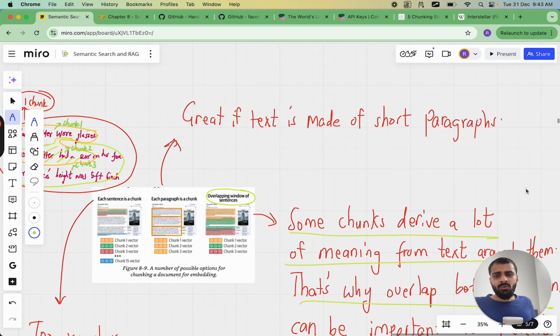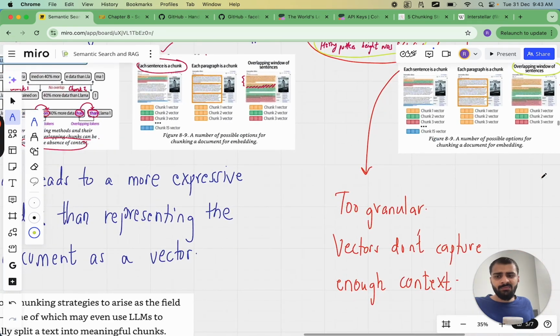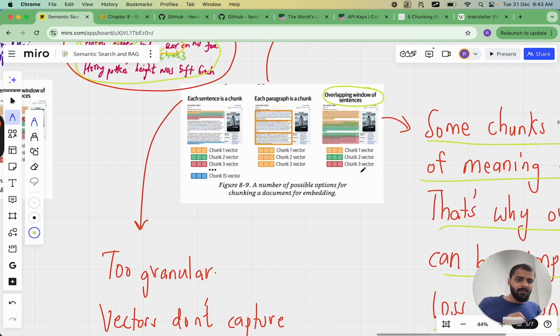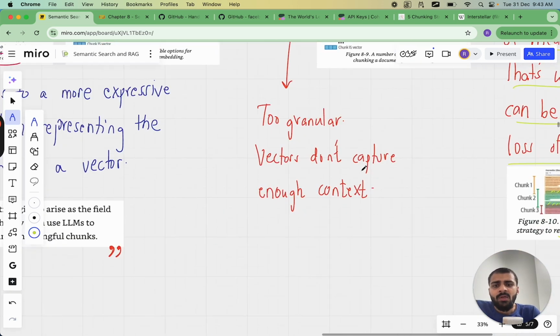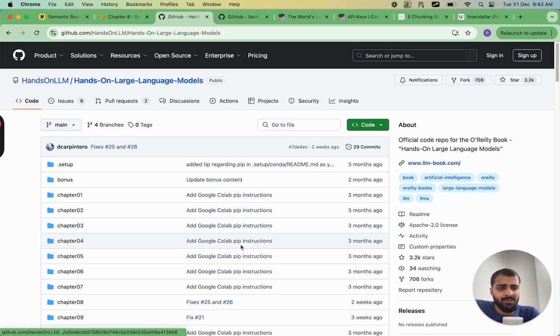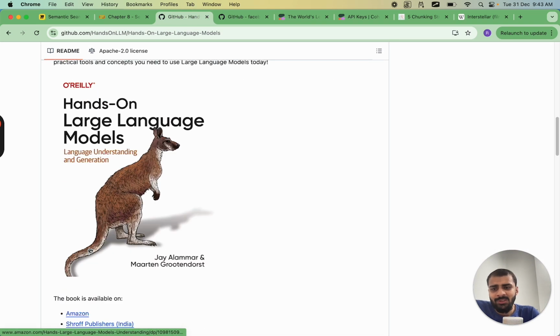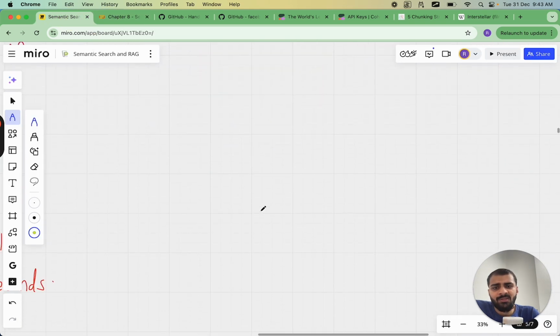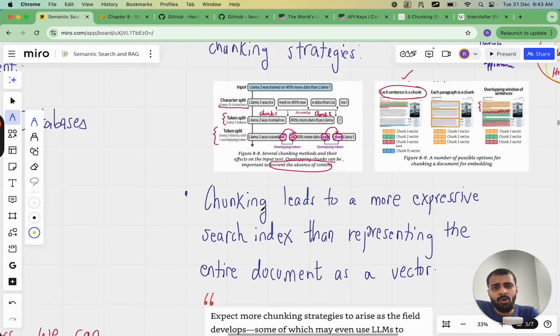Alright, so I hope until this part you have got a decent idea regarding chunking strategies, which chunking strategy should be used when, and what are the advantages and disadvantages of different chunking strategies. All of these chunking strategies have been borrowed from the book Hands-On Large Language Models by J. Alammar. But later I discovered that there are a few more chunking strategies as well, which earlier I had not looked at.